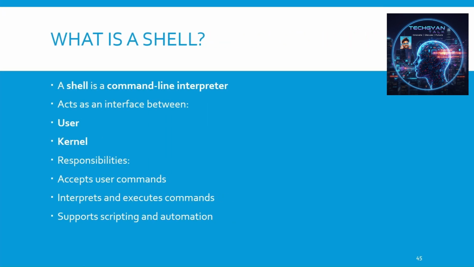What is a shell? A shell is a command line interpreter. It acts as an interface between the user and the kernel. Its responsibilities: accepts user commands, interprets and executes commands, supports scripting and automation.